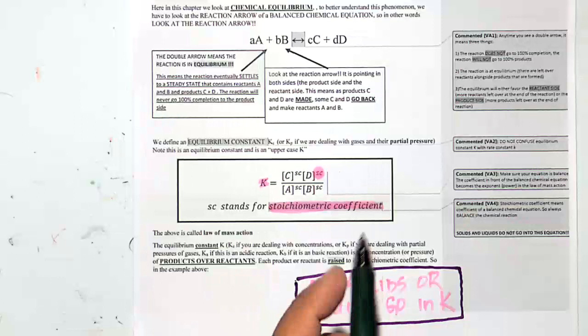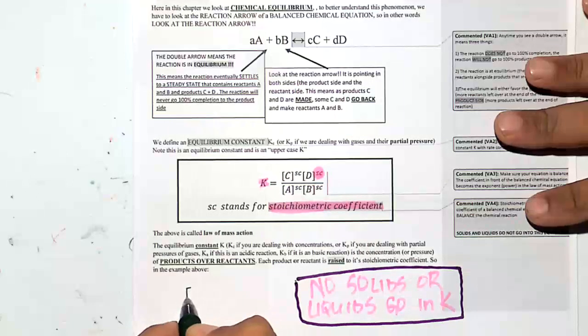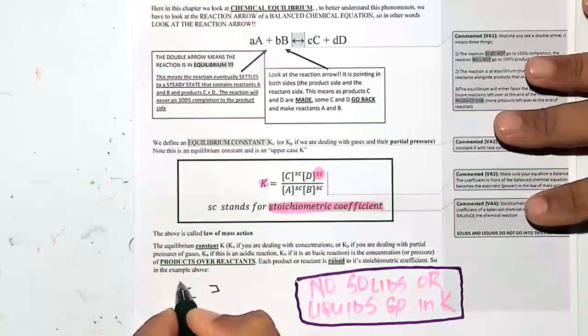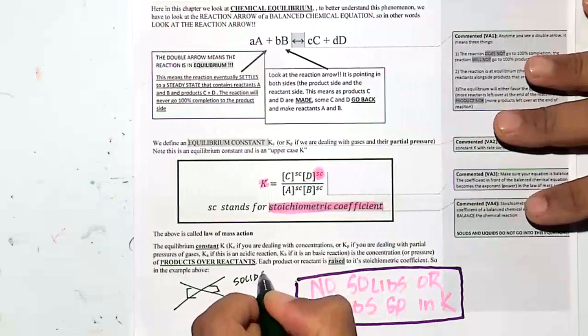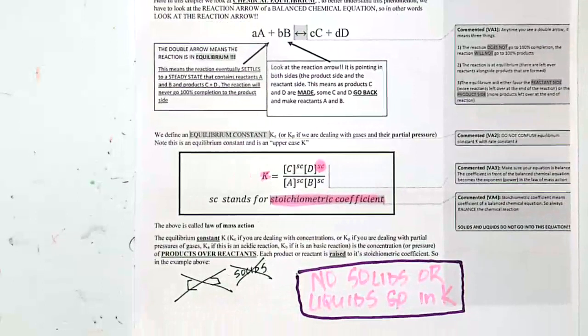Okay, you may wonder why no solids, because number one, solids do not have a concentration. Okay, solids have a density. That's why we don't do solids. We don't put solids in there, because solids don't have moles over liter.